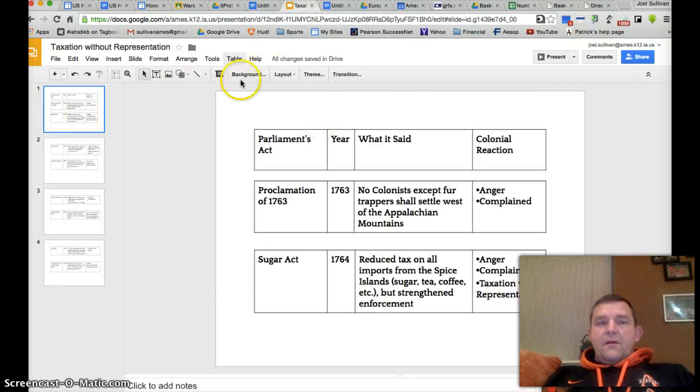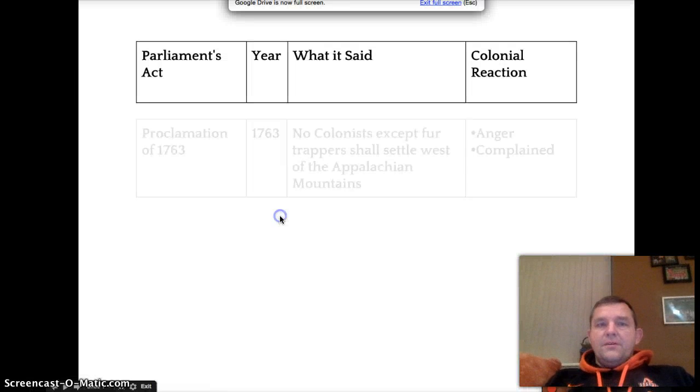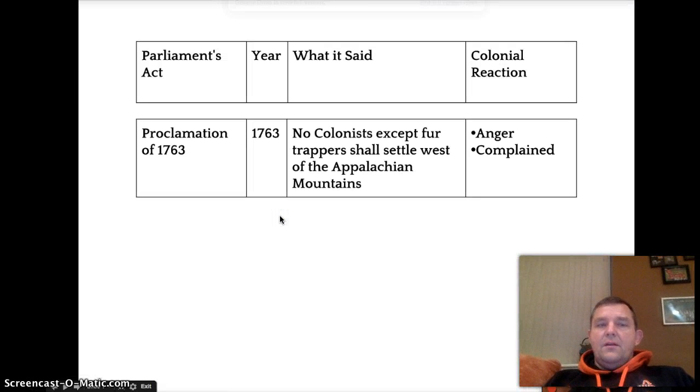Okay, so our first item here is going to be the Parliamentary Act, the year, what it said, and colonial reaction. So this is going to start off with the Proclamation of 1763. As I said in the first video of the night, after Pontiac's Rebellion, the British were tired of dealing with all of these problems that the colonists had. So they decided to issue the Proclamation of 1763.